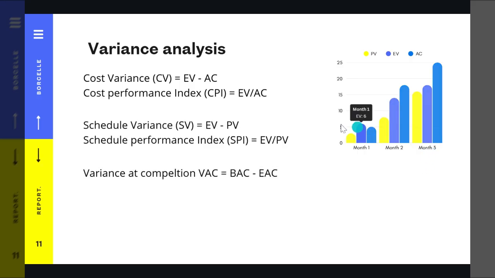And let's get back to review the formulas that I mentioned in the previous slide. So cost variance is the difference between earned value and actual cost. And CPI, we use the same variables, but we make a division. The schedule variance compares earned value with plan value, and the SPI uses the same variables but a division. And finally, the variance at completion measures what is going to be the overspend at the end of the project.